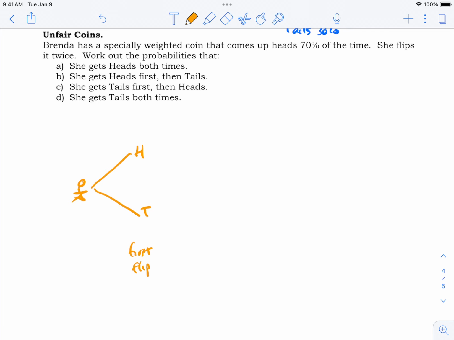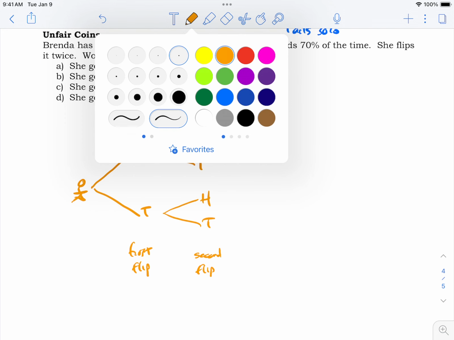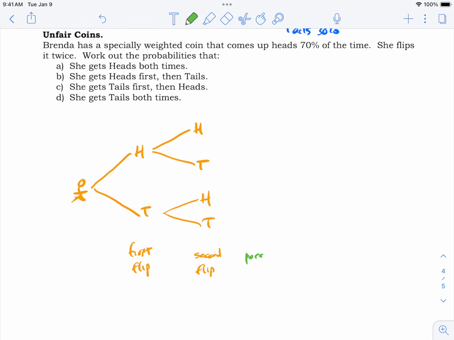Now, if she goes into the heads Spideyverse, that's going to break into two Spideyverses again when she flips the second coin, either heads or tails. This one, either heads or tails. So that would be the second flip. And so the possible outcomes, and actually we saw this on page 1, right? The possible outcomes are she could get heads and then heads, heads and then tails, tails and then heads, or tails and then tails.